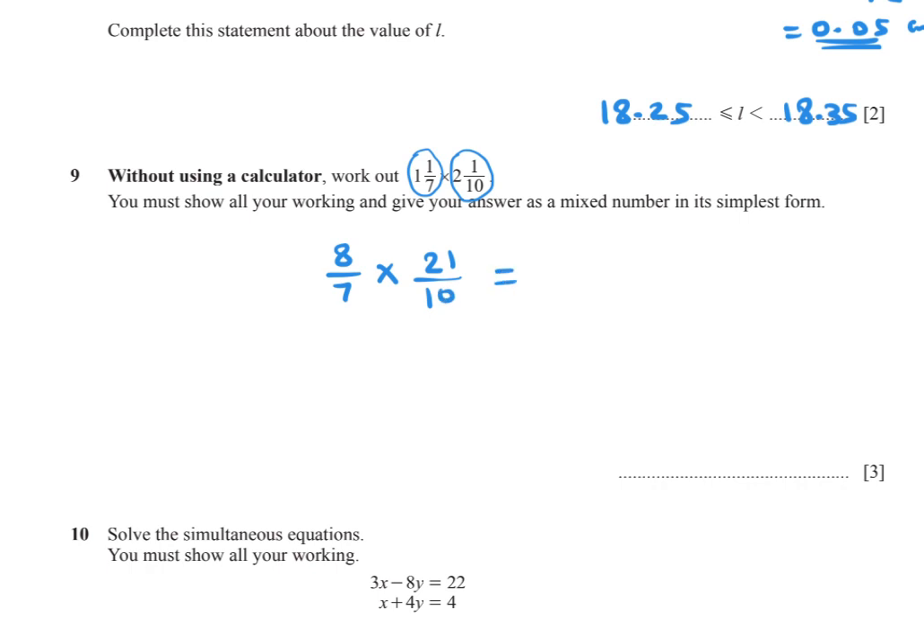Now simplify. 7 and 21 divide by 7, so 1 and 3. 8 and 10 you can divide by 2, so 8 divided by 2 equals 4. 10 divided by 2 equals 5. Now multiply the numerators. 4 multiplied by 3, 12. 1 times 5 equals 5. 12 over 5 equals 2 and 2 over 5. So this is the answer as a mixed number in its simplest form.